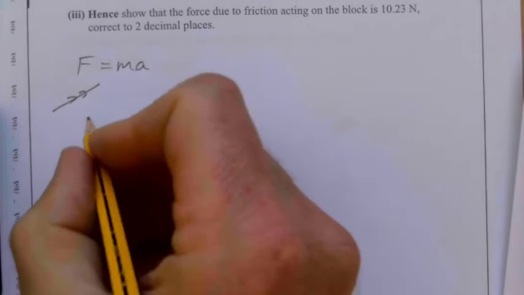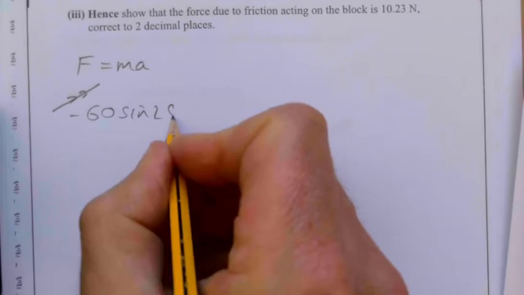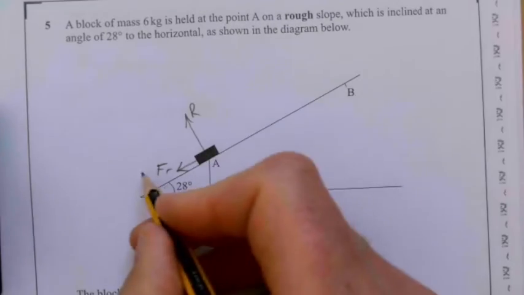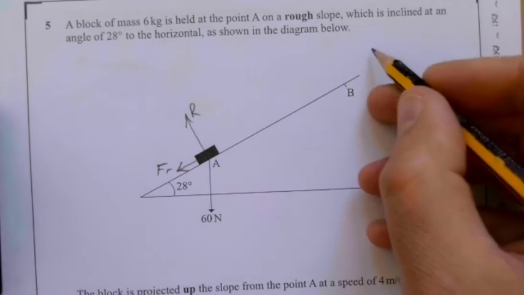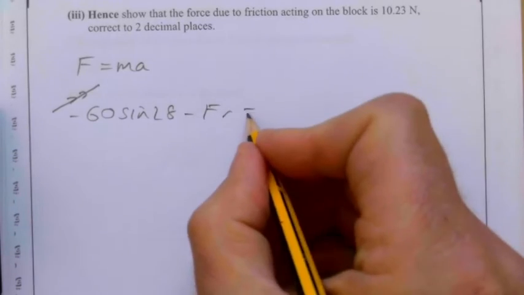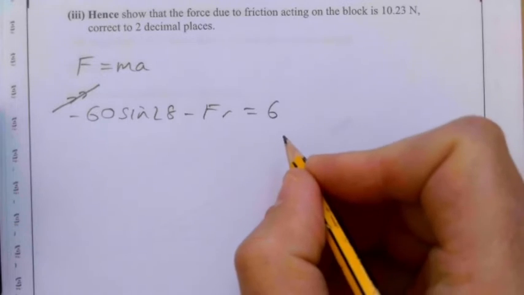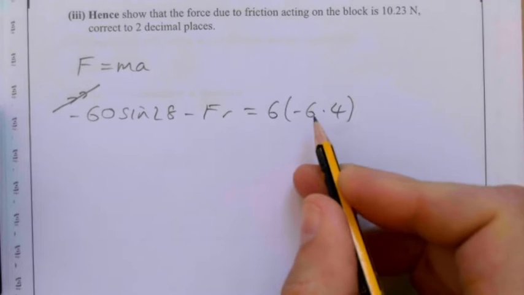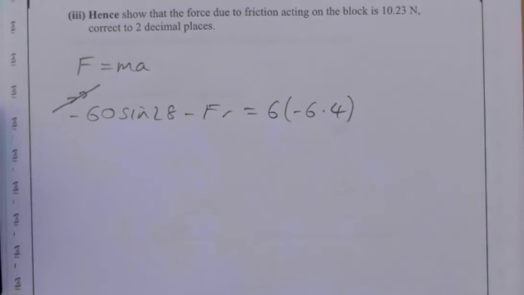So we will have minus 60 sine 28 minus friction, because they're both going the other way. We're taking this direction here, the direction of motion going up, to be positive, and so we go the other way, and that equals mass times acceleration. The mass of the block is 6, and the acceleration we've just worked out is minus 6.4. Remember, it's not deceleration we're putting in there, it's the minus 6.4 that we want.